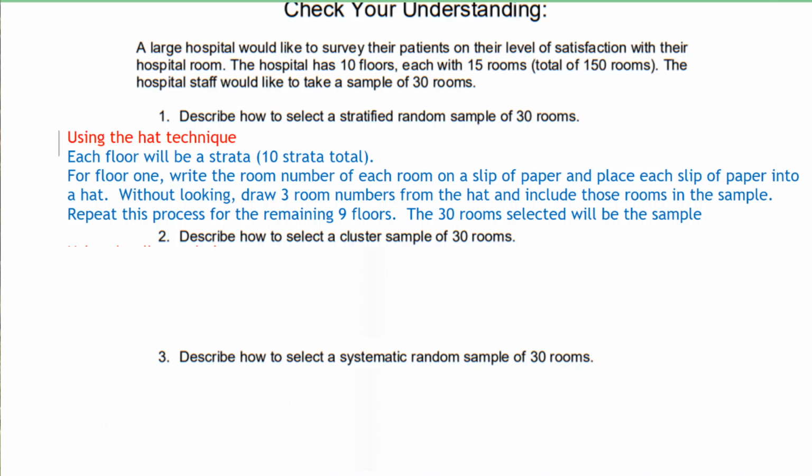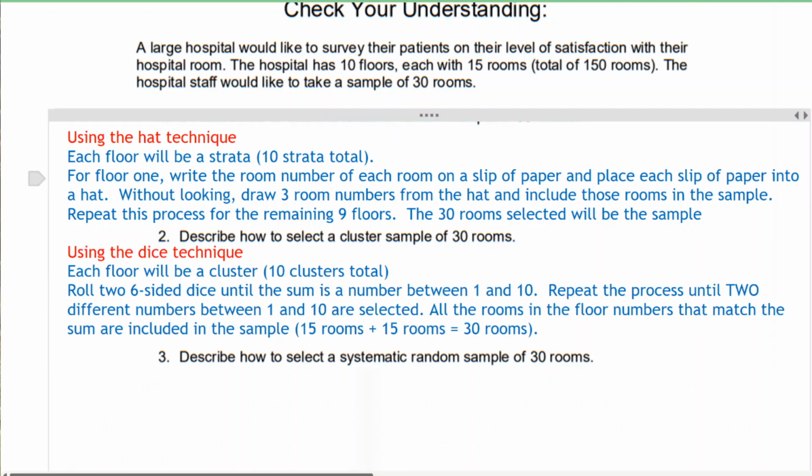And one way to think about the cluster would, again, be the floor. If we're going to do a cluster sample, that means that we're going to choose an entire floor to be included in the sample. If there are 15 rooms on each floor, that means we need to choose 2 whole floors for our sample.